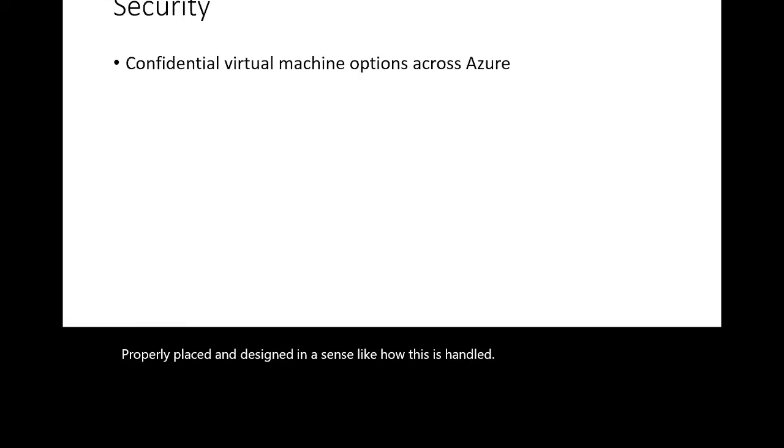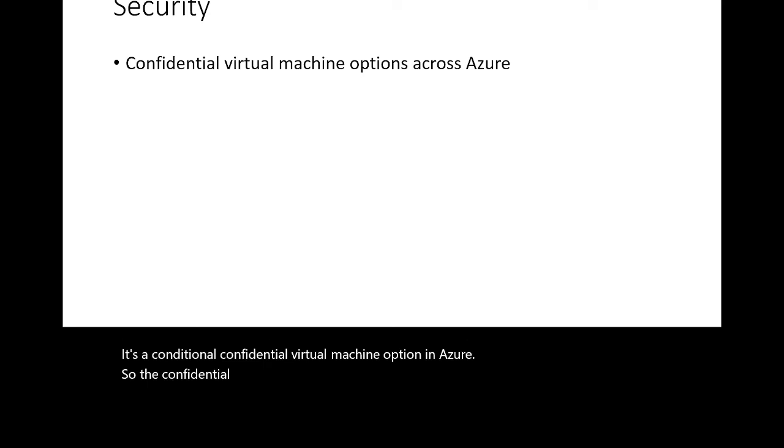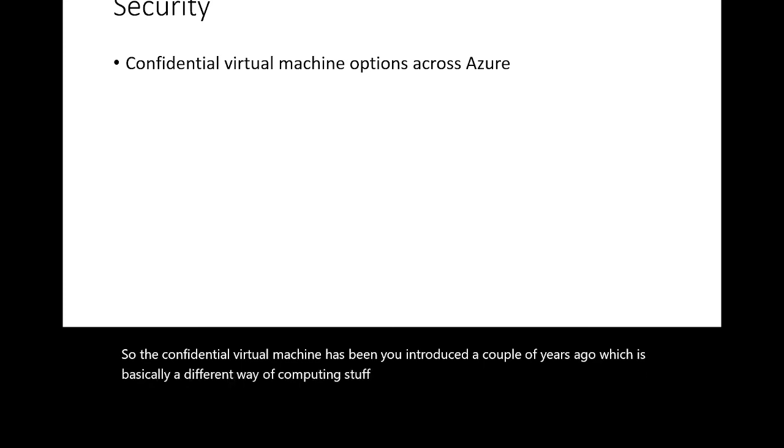Security. I have picked up two from the security, but let me just walk you through the first one. It's a confidential virtual machine option in Azure. So the confidential virtual machine was introduced a couple of years ago, which is basically a different way of computing.